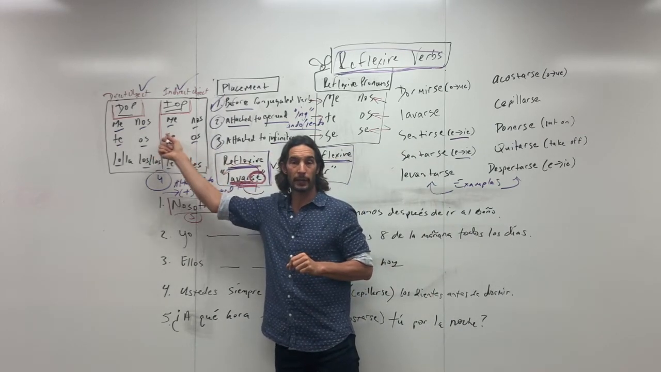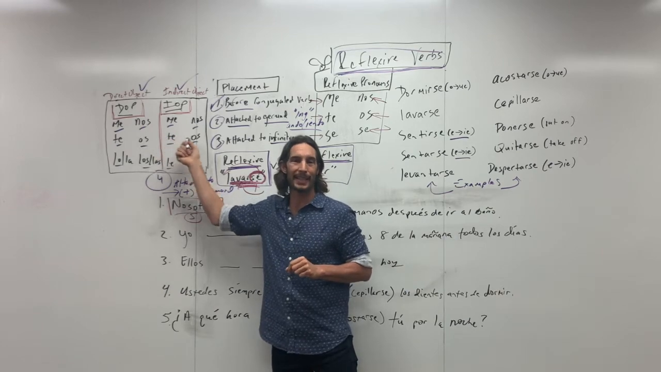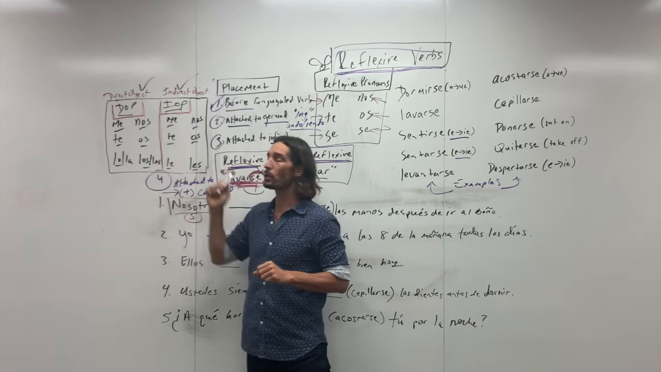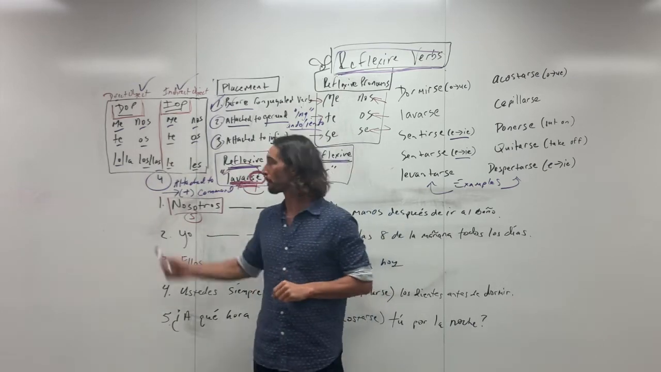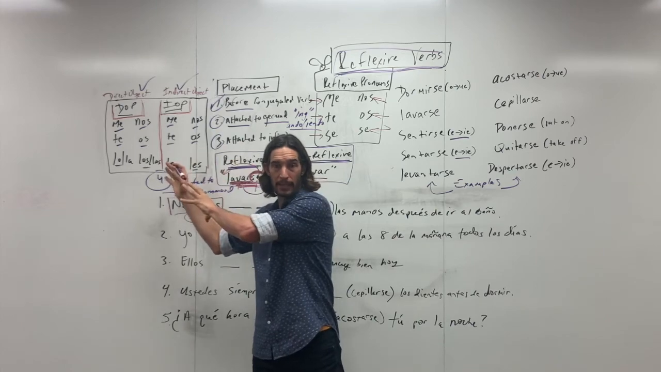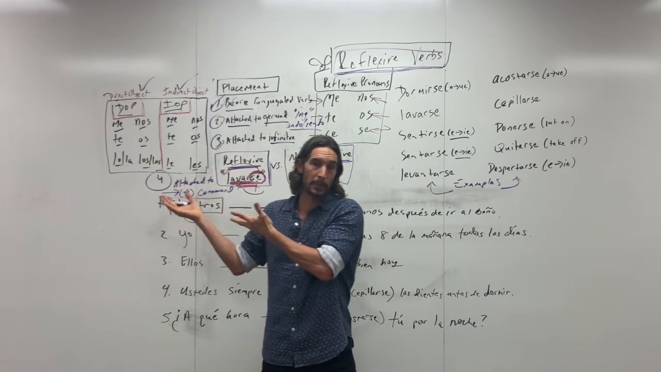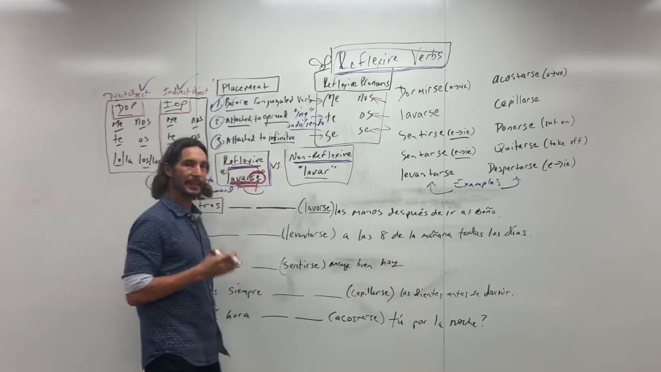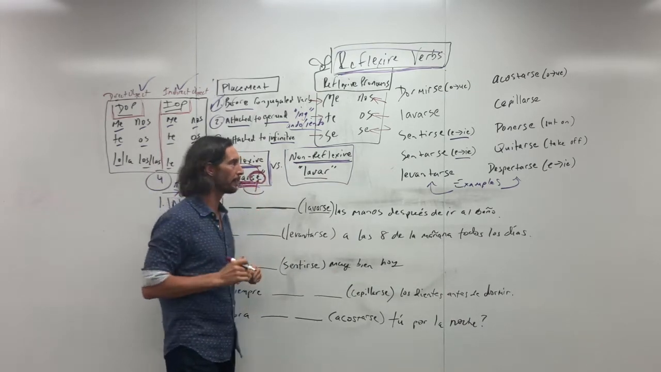These are replacing nouns. And again, if you're still confused about direct and indirect objects, check out that video. But these are replacing a noun in the sentence, a direct and an indirect object noun. This is, again, reflecting the action back onto the subject. So let's have a look here.